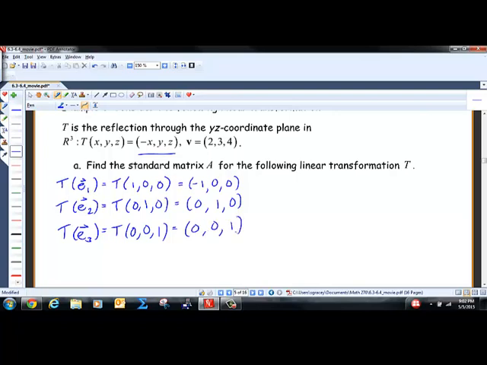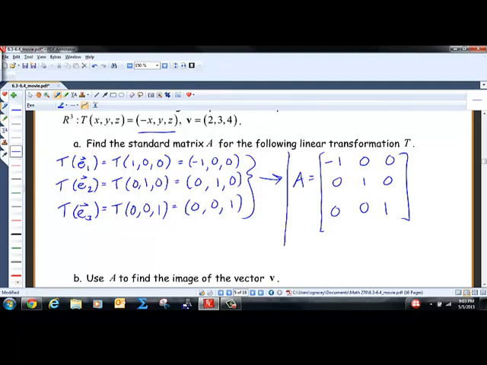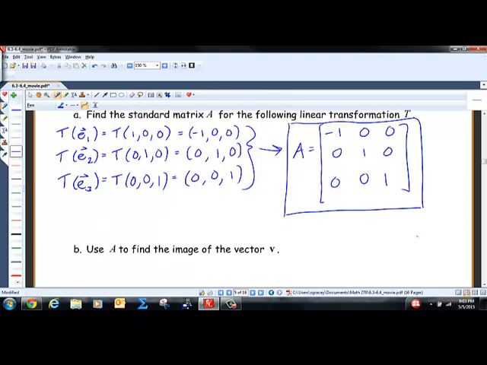Are we good? Perfect. So now our standard matrix A is, remember, we write those as column vectors, so negative 1, 0, 0, 0, 1, 0, and then 0, 0, 1. Are we good? And what is that matrix called? It's a special kind of matrix. You got it. It's a diagonal matrix. We'll be talking about those a little bit in 6.4.